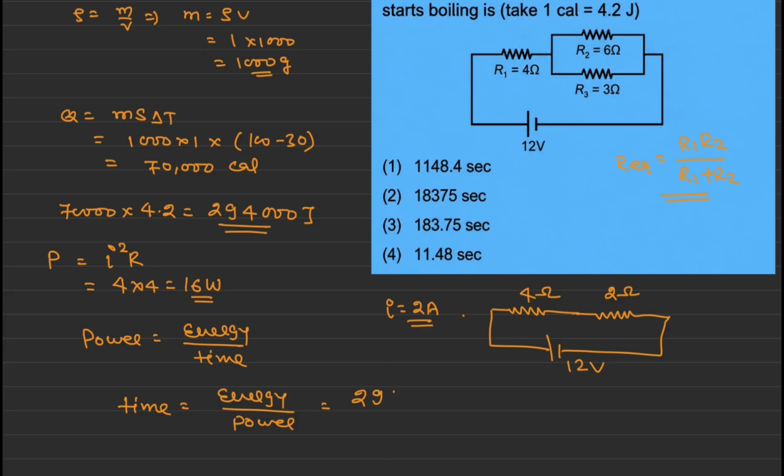What is that value? 294,000. Now, if you divide it by its power, power value equal to how much we got over here? 16 watt. So once you divide it by 16 watt, this value will come like 18375. Simplification part you can manage from your side. So according to this, the correct answer is option number 2.